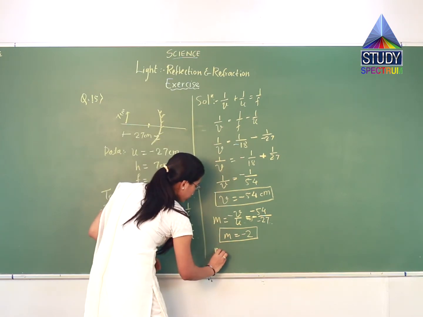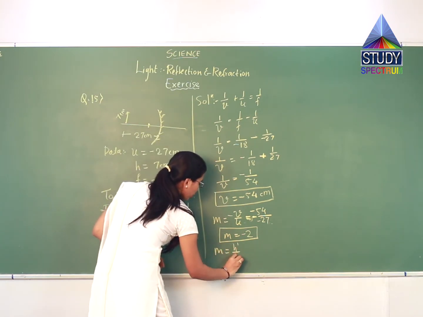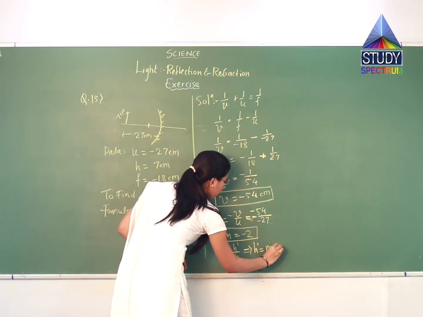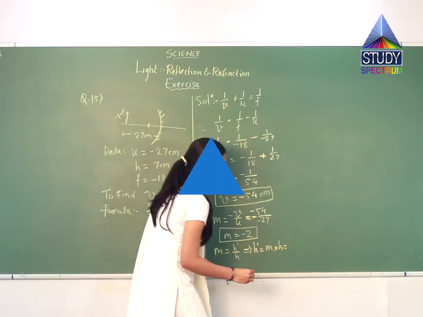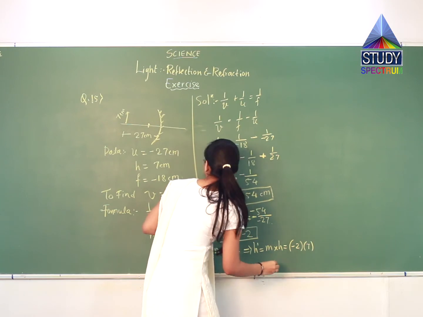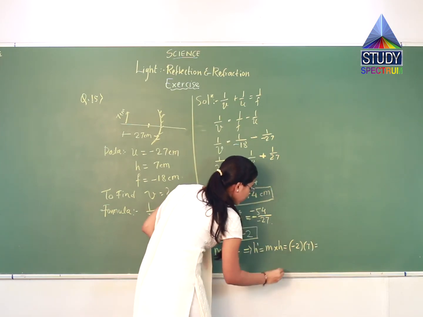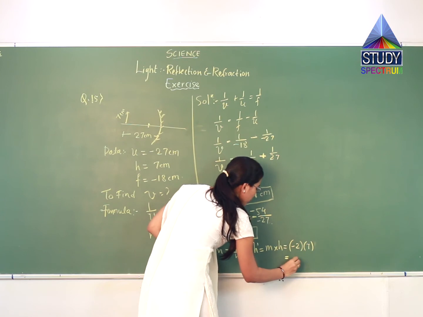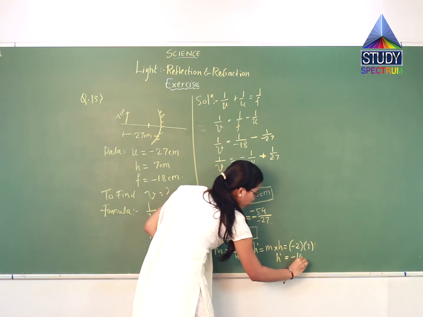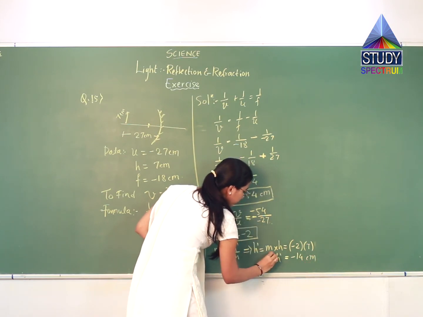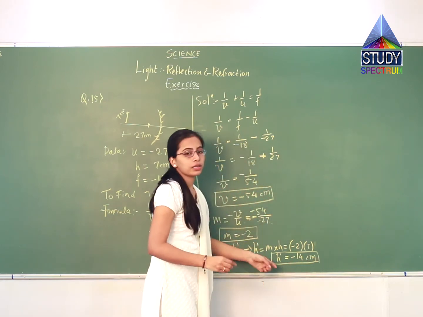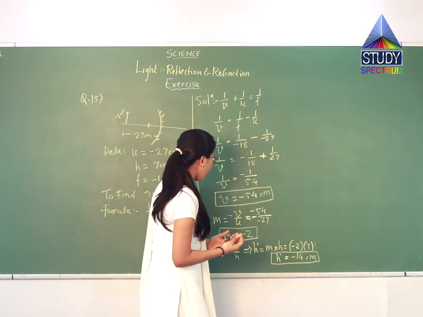So let us find out H dash here. So H dash upon H. So from this formula, H dash will be M into H. So M is minus 2 and H is 7. Here you can see, you will get your answer as minus 14 centimeter. Now you can see the image is of almost double value.